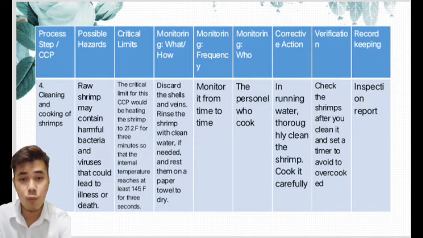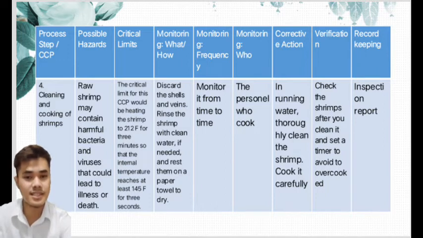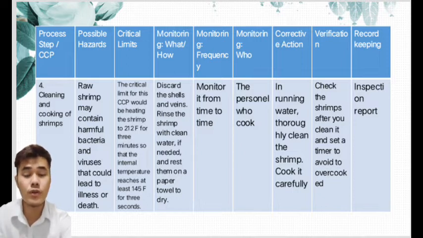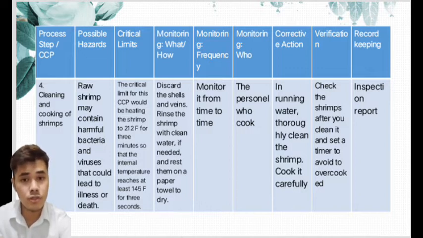Next, what or how you can monitor this: discard the shells and veins. Rinse the shrimps with clean water if needed, and rest them on a paper towel to dry. Next, monitoring frequency: monitor it from time to time. Next is who monitors it: the person who has been assigned here, or the person who cooks.